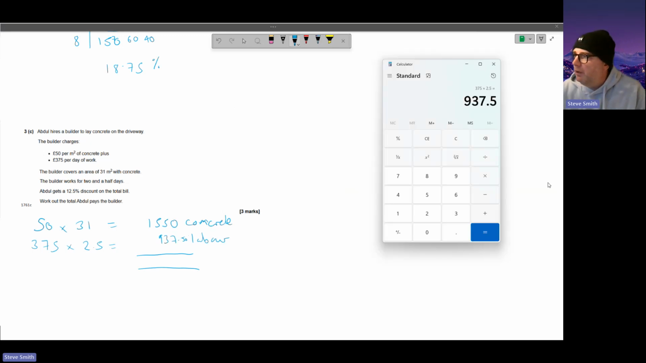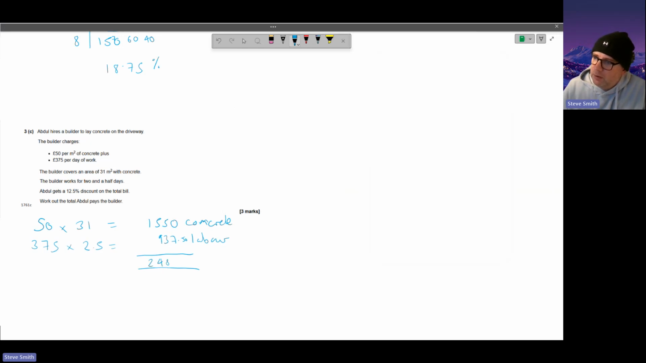We'll add those up. We've got that one in our calculator already, so we might as well just utilise that. 1550 plus 937.50 is 2487.50. Total bill without discount. Now we've got to take away.